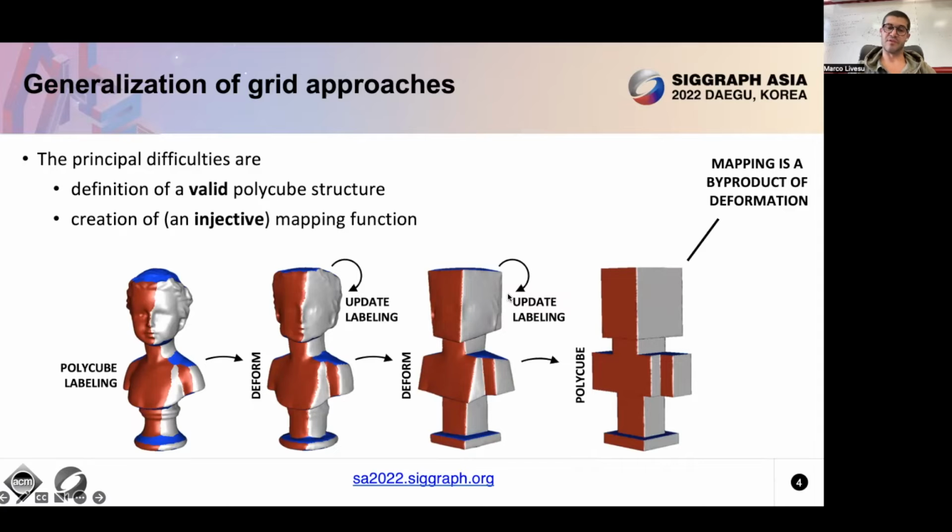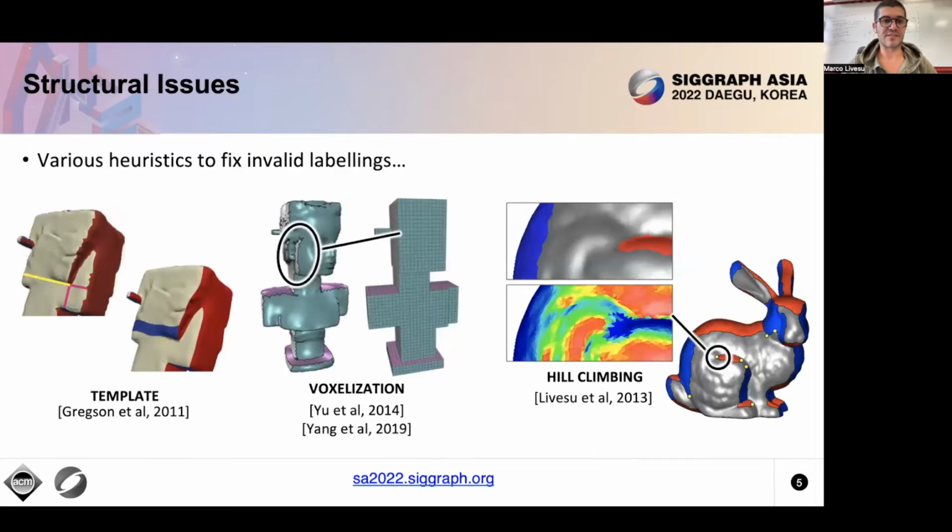In this case, maybe you can fix something as soon as you realize that things are not going as well as you wish. Now, as I said, there are a number of structural issues that may arise when you compute a polycube labeling. This is the most typical kind of artifact that you see in polycube approaches. It is what is called in the literature a non-monotone boundary. You can imagine that this gray area is going to be a face of the polycube, and this red area is going to be another face of the polycube.